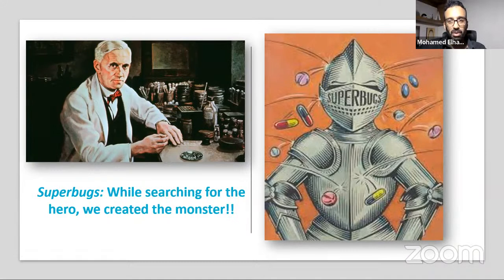That's why we named it "While searching for the hero, we created the monster." And I have to highlight here that we didn't really create the monster. It's just some kind of dramatic caption for it. Actually, the bacteria are evolving, but maybe the selective pressure of the intensive use of antimicrobials made the bacteria more resistant, but actually bacteria are evolving naturally.